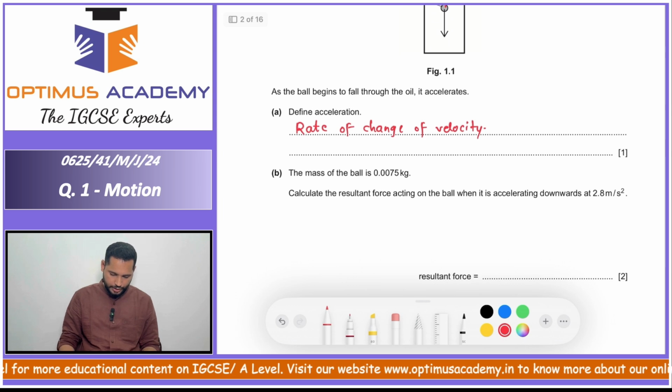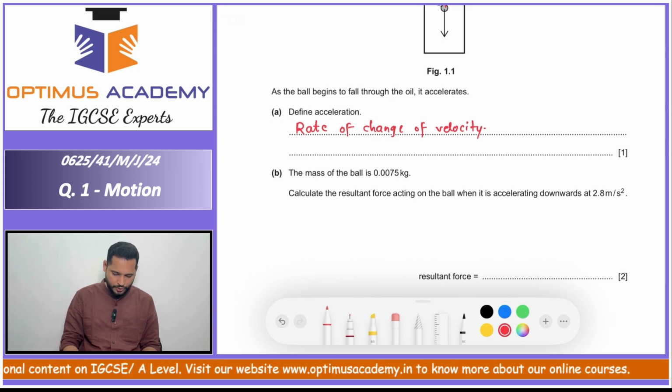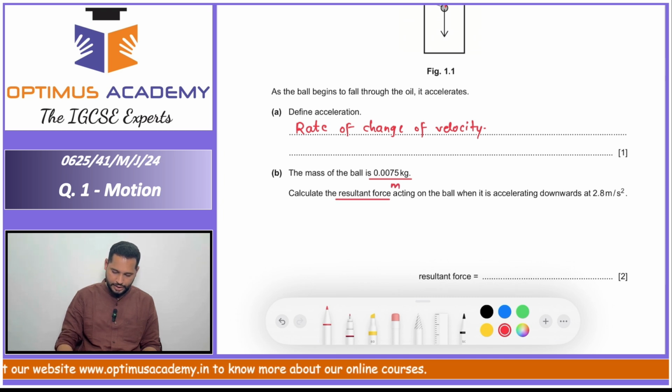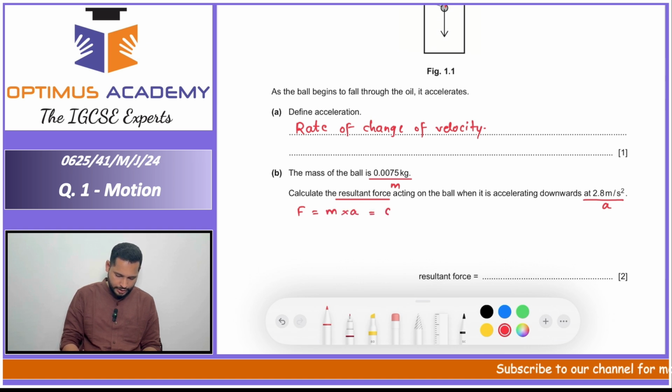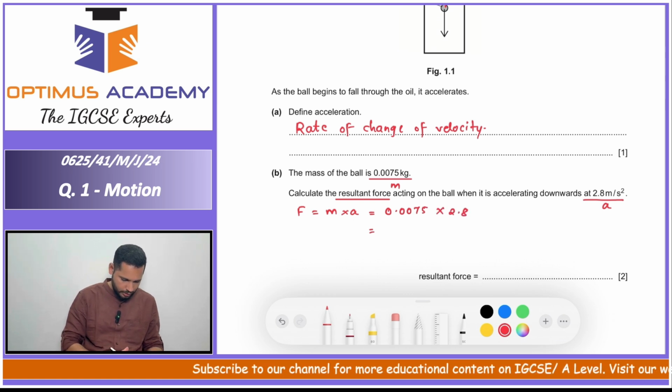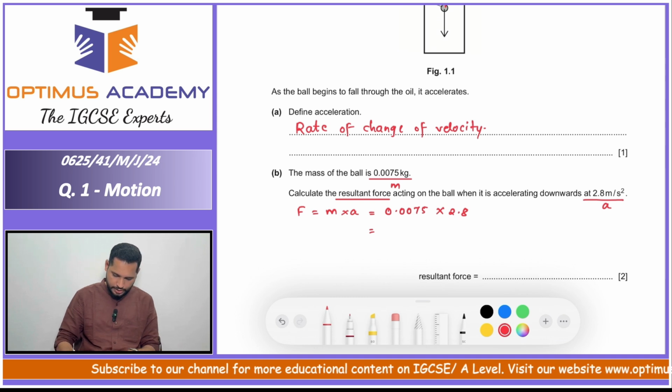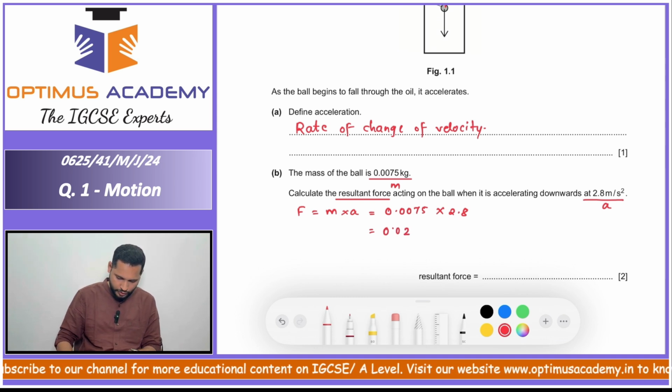Question number B, the mass of the ball is 0.0075 kg. Calculate the resultant force acting on the ball when it is accelerating downward at 2.8 meter per second square. So we are given mass, we are given acceleration, and they are asking us to find force. The formula for force will be mass into acceleration. So F will be equal to mass multiplied by acceleration, that is 0.0075 multiplied by 2.8. The answer is 0.021 Newton.